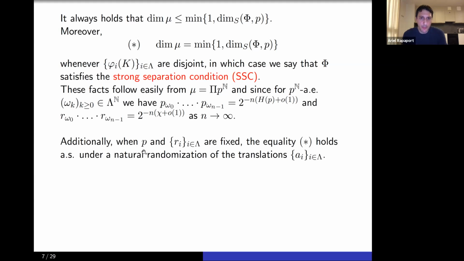Additionally to these facts, when the probability vector and the contractions are fixed, this inequality star holds almost surely under a natural randomization of the translations. By a natural randomization, I mean if the size of the index set is M, and we choose the translations according to the M-dimensional Lebesgue measure, then almost everywhere we will have this equality star. There is an extra condition I should add: in order for this to be true, we need to require that all of the contractions have modulus strictly less than half. Otherwise, there are examples to show that this is false.